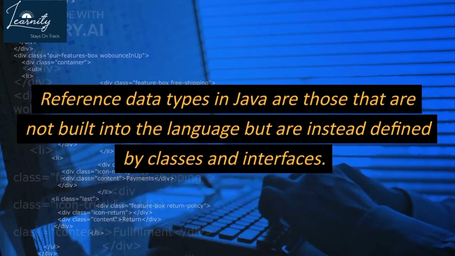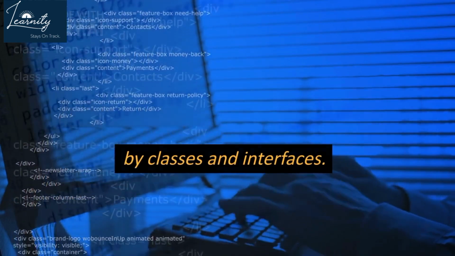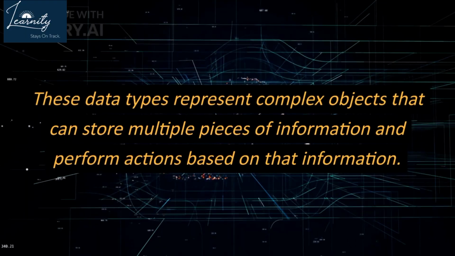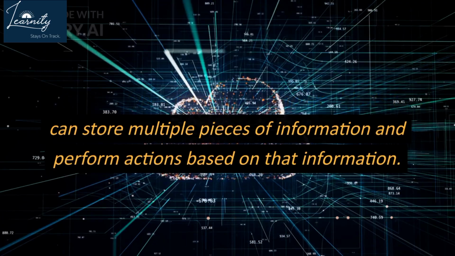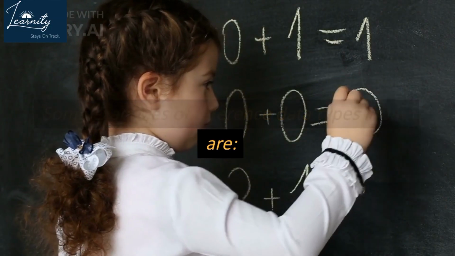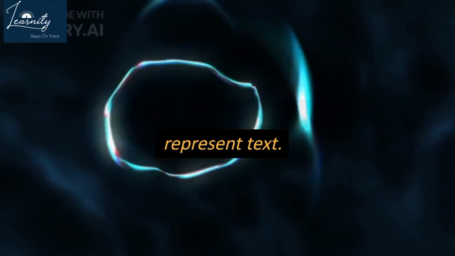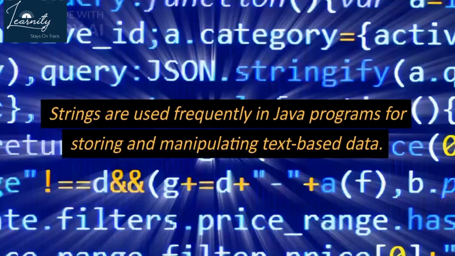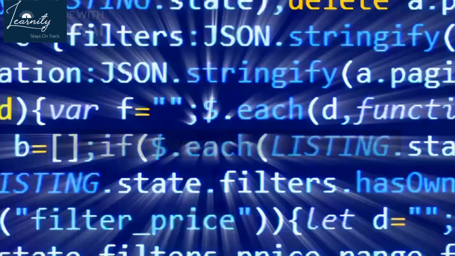Reference data types in Java are those that are not built into the language but are instead defined by classes and interfaces. These data types represent complex objects that can store multiple pieces of information and perform actions based on that information. Some examples of reference data types in Java are: string, a sequence of characters that is used to represent text. Strings are used frequently in Java programs for storing and manipulating text-based data.